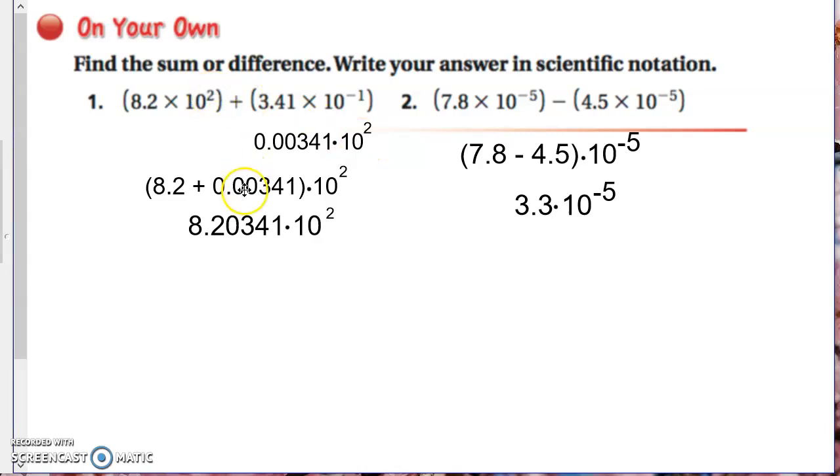Then, now that they have the same power of 10, I just add those two numbers together and multiply them times 10 to the second power, and that gives me 8.20341 times 10 to the second, and that would be the answer in scientific notation. This one, luckily, they both had the same power of 10, so I just had to subtract 7.8 minus 4.5 and keep the same power of 10. That gives me 3.3 times 10 to the negative fifth.